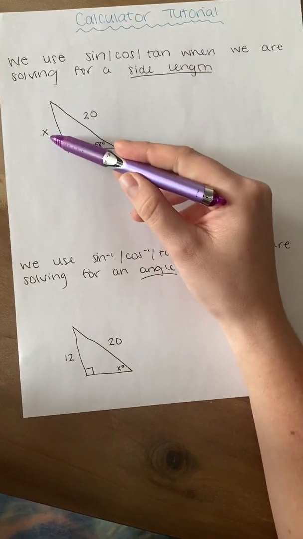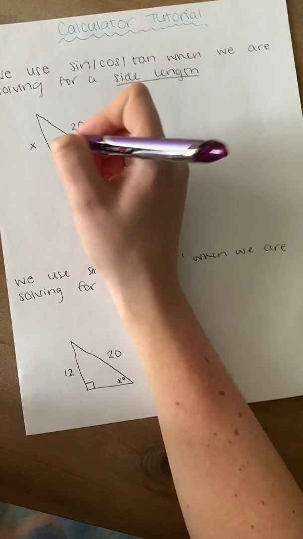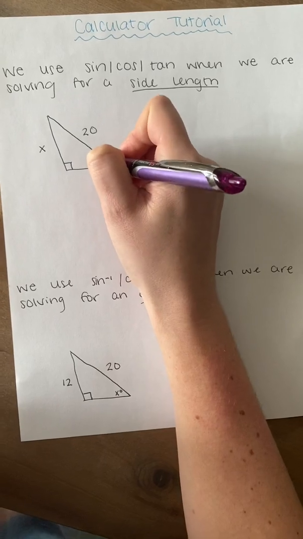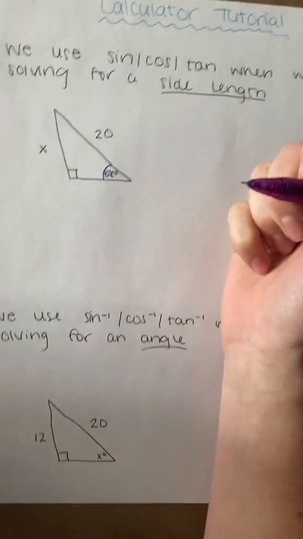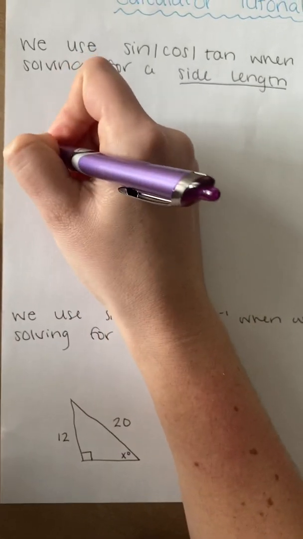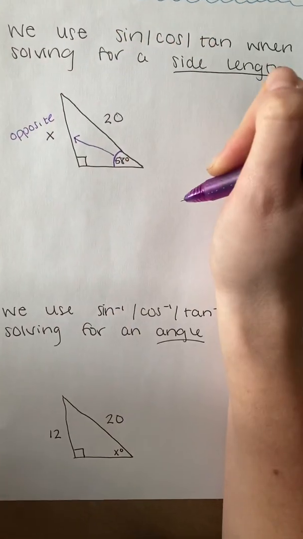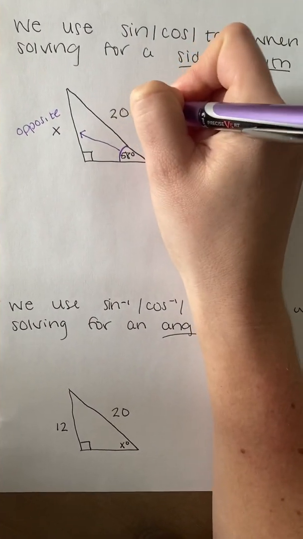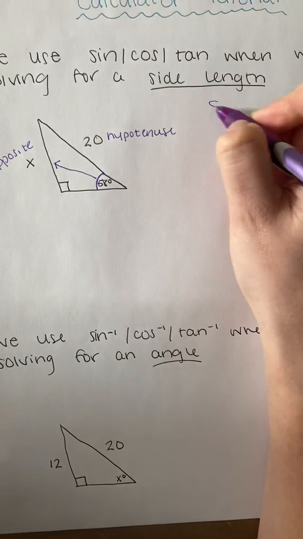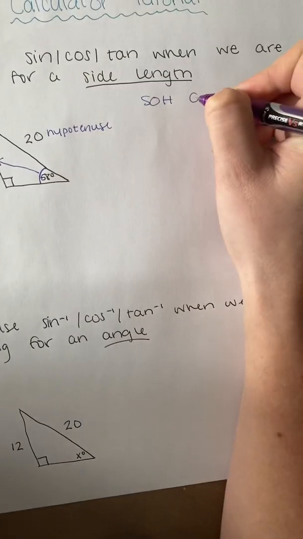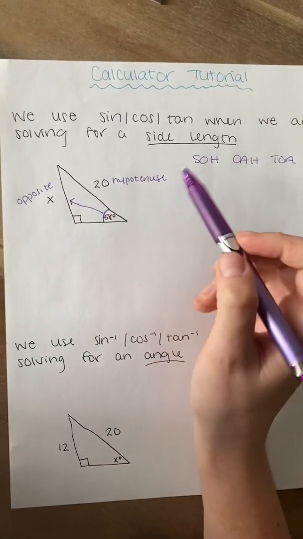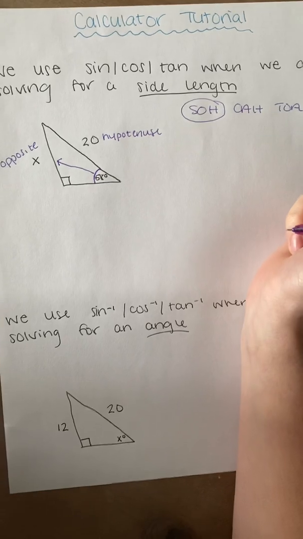So if I am solving for the side length of x, that means that in comparison to the angle, which is 58 degrees, so this is my angle, I have the side that is opposite, and I have my hypotenuse. So if I have the side opposite and hypotenuse, don't forget to always write your SOHCAHTOA. So opposite and hypotenuse, that's OH. That means that I am using sine.